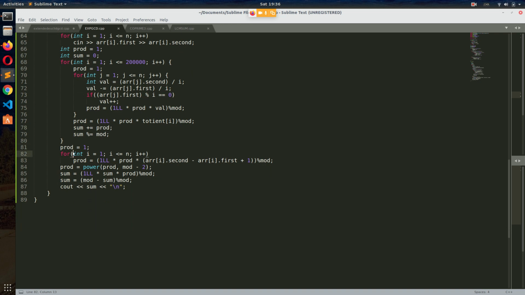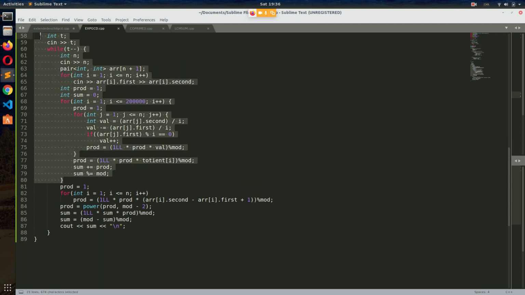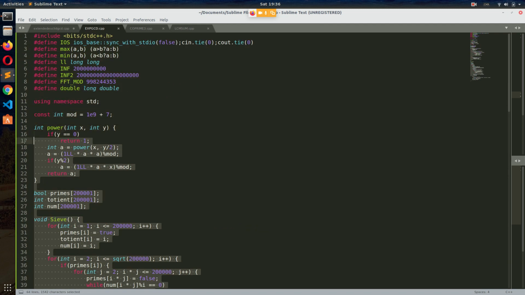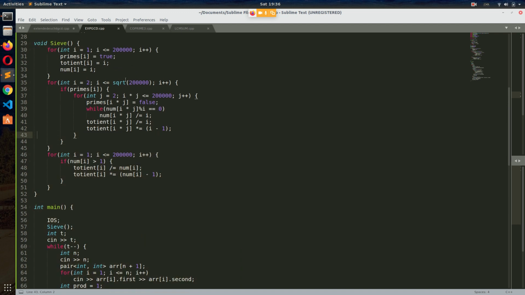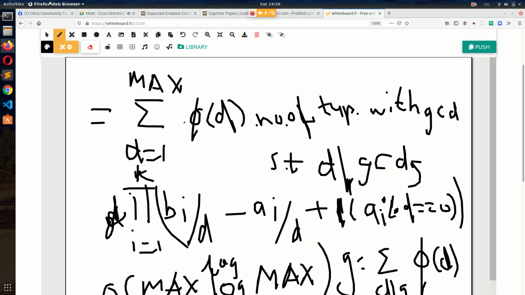The last part is just for output purposes, so it's not related to the solution. Since it's a very old problem, there are some weird output constraints here, so that's just for that. But this is basically the code for the problem. All right, everyone got the code? I think everyone got the code. Okay, we move on to the next problem.